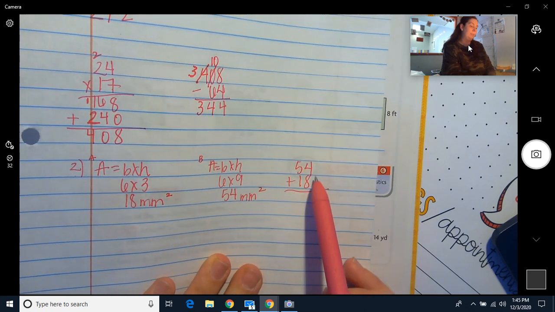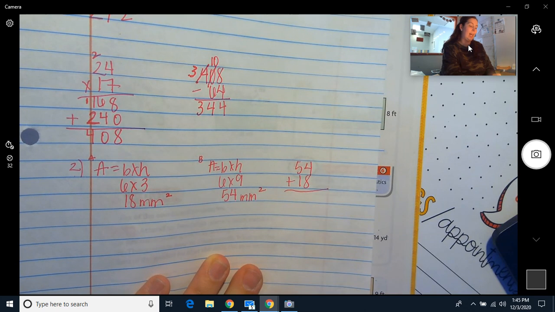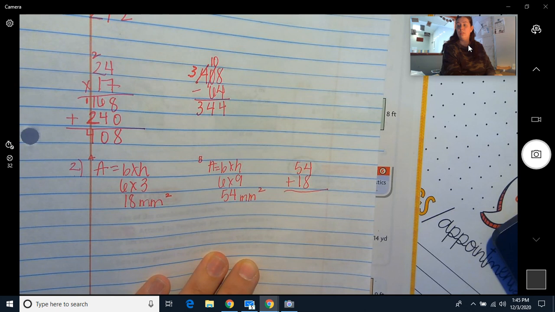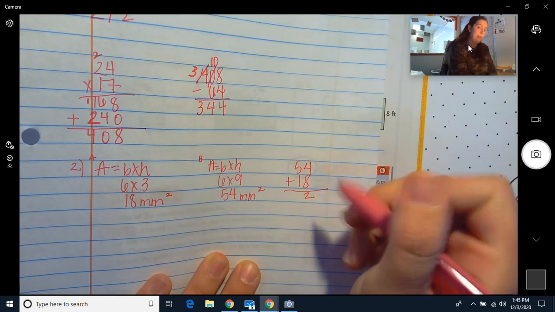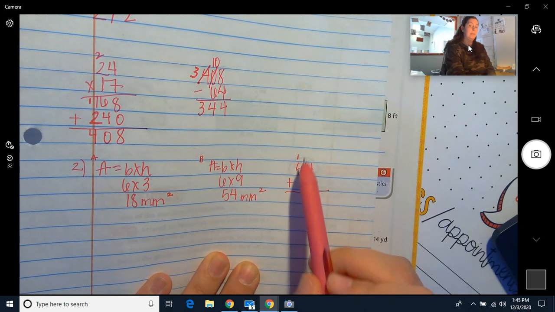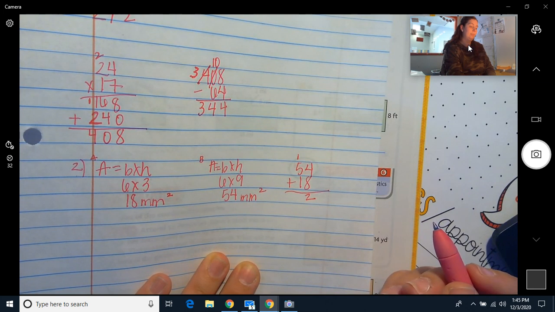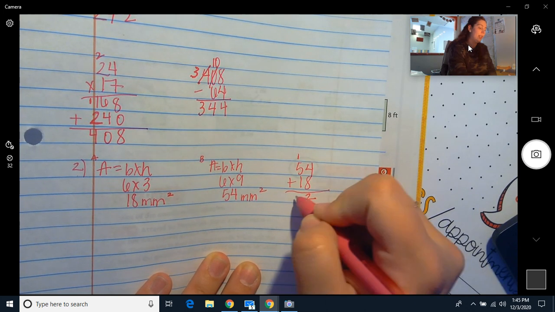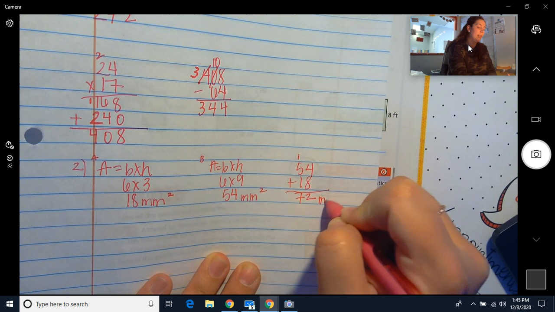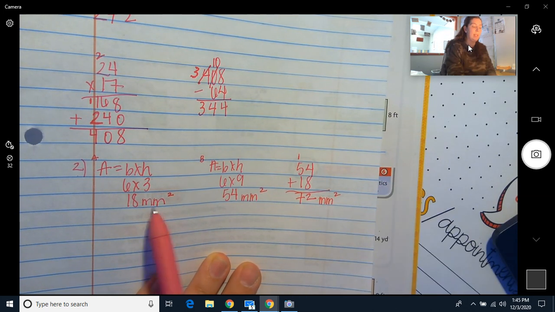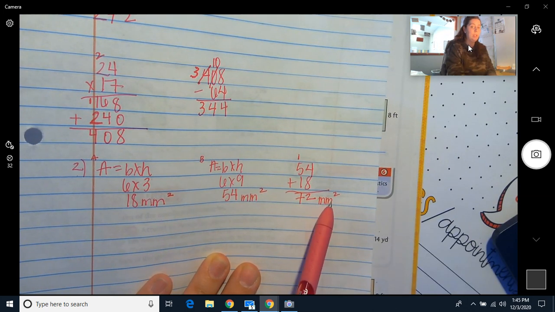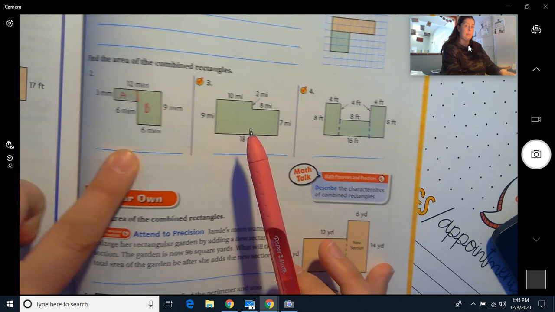Max, help me. 4 plus 8, Max? 12, thank you. 5 plus 1 plus 1? 7. So 72 millimeters squared, because when I add, my labels stay the same, is the area for this problem right here.